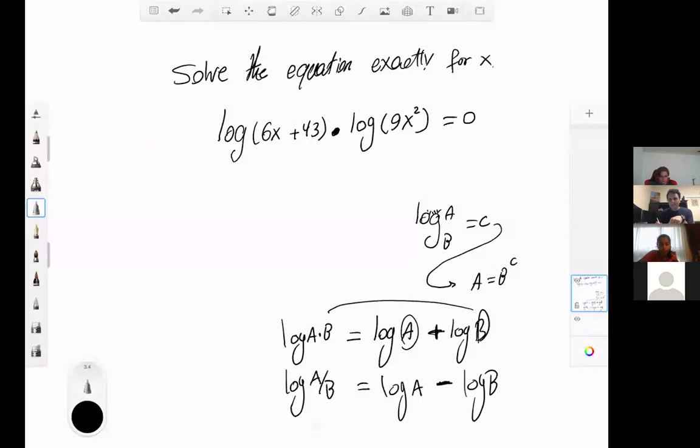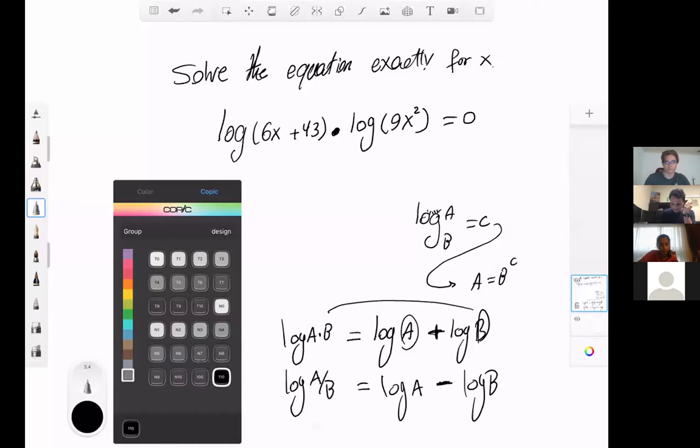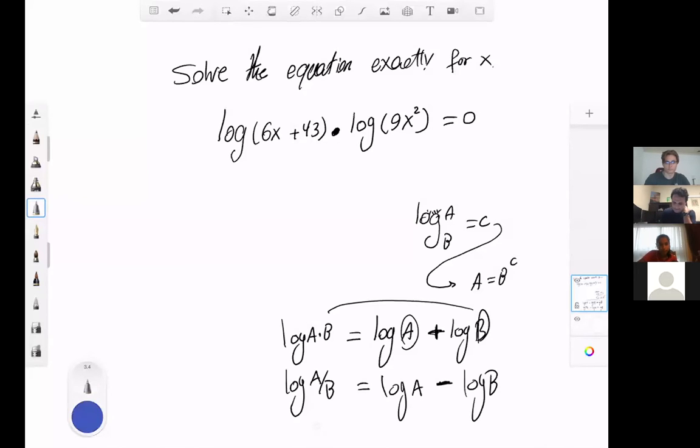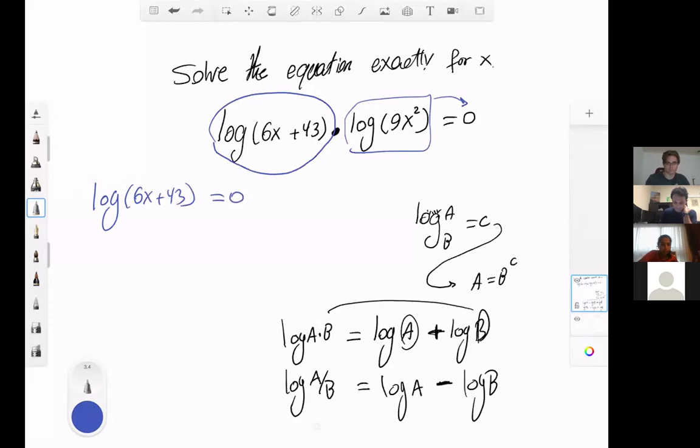So in this example, it is not plus, it is not minus, and we cannot come up with a formula. But what we can do, we can say this multiplied by this one gets 0. That means log of 6x plus 43 must be 0, or log of 9x squared should be 0.